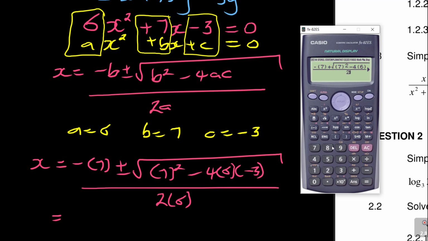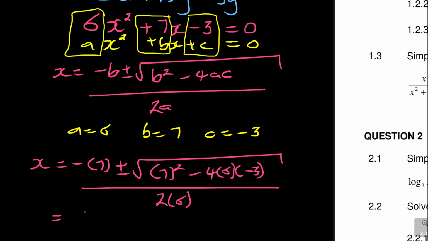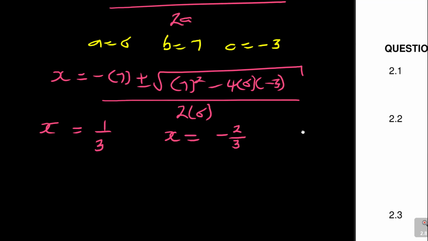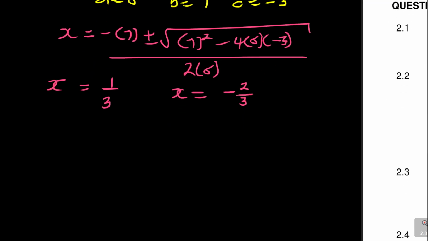Come on, let's do this fast. Okay, there. X is what? 1 over 3. Remember that? 1 over 3, and minus 2 over 3. So 1 over 3 and minus 2 over 3. Guys, what were those? Those were the values of x. X is equal to this, or x is equal to this. Interesting. Now, what do you do now?